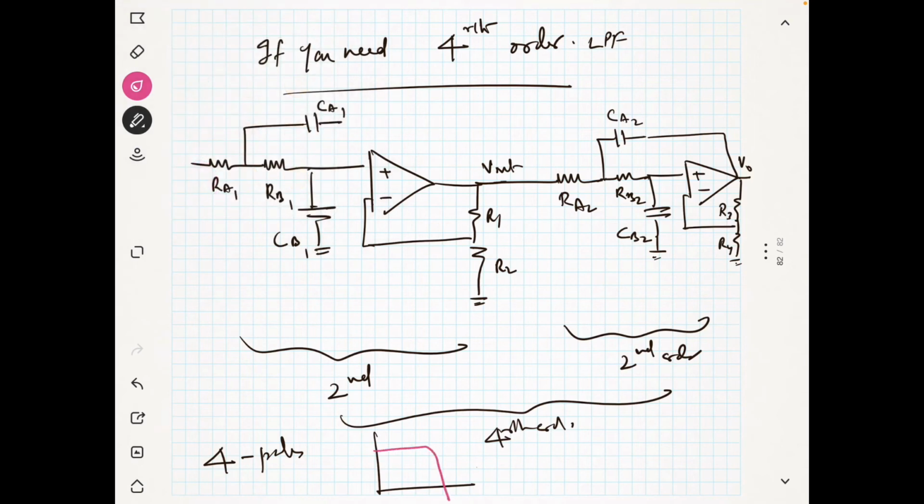It will be very sharp. This becomes minus 80 dB per decade, because 4 poles means 4 into minus 20, which means minus 80. So minus 80 dB per decade. So this is the critical frequency, FC. If all the filters have the same R and C, then the design becomes very easy. So that is the 4 pole filter.